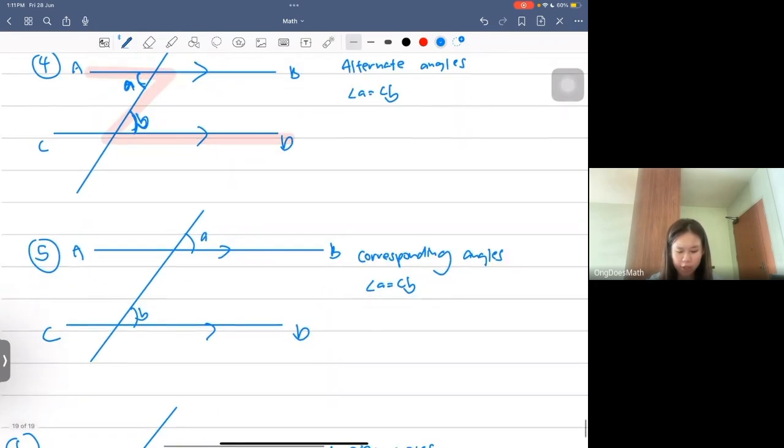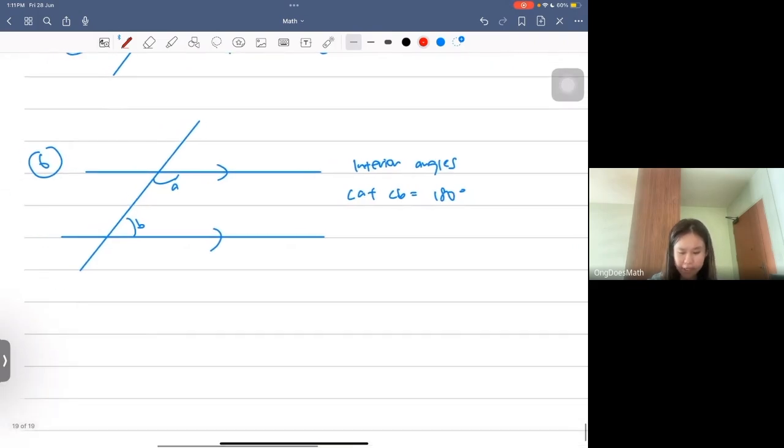Next, we have our corresponding angles. Same thing, if you have 2 parallel lines, these 2 angles are the same. Last but not least, we have interior angles. Same thing, if you have 2 parallel lines, the angles between the parallel lines will add up to 180 degrees. And the property is called interior angles.